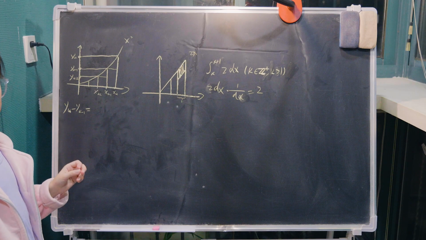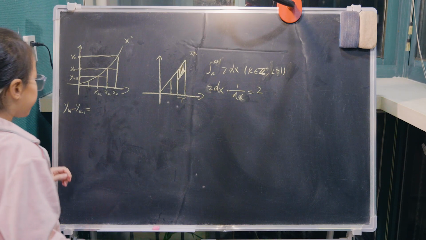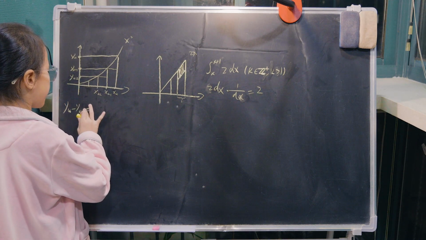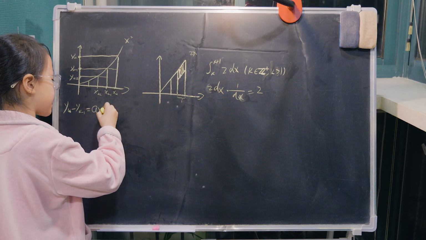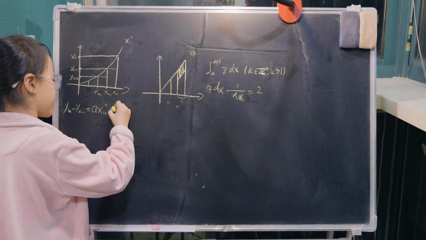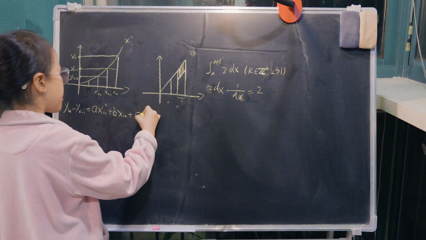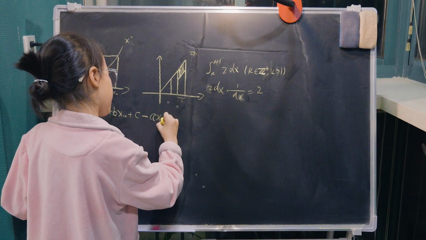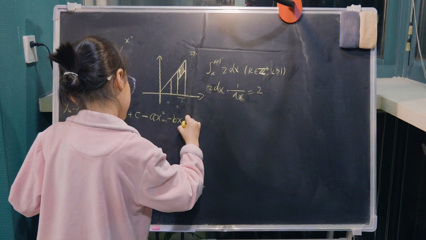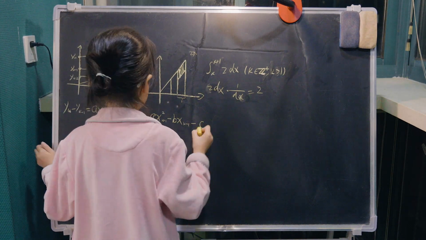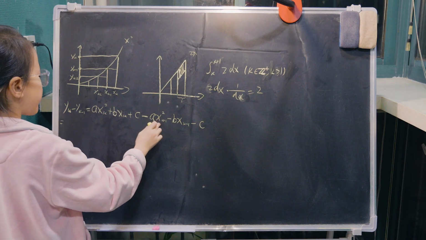quadratic. So we use ax squared plus bx plus c to explain that. So first, right here, we plug in the x. It's a times xk squared, plus b times xk, plus c, and then minus a times xk minus 1 squared, minus b times xk minus 1, and then minus c, and c would be cancelled out. What's next is we can handle these two parts.